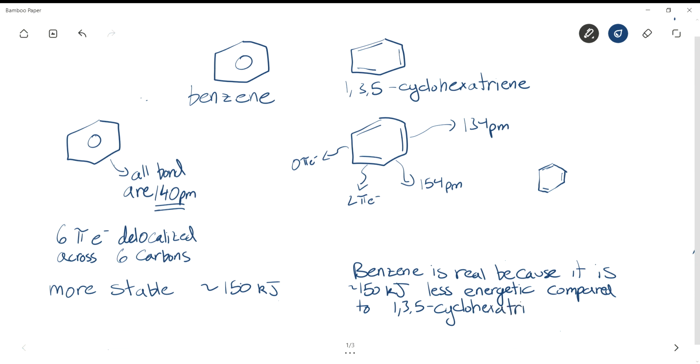What I want you to remember is that 1,3,5-cyclohexatriene is not a real molecule. You are not going to be needed to identify it. It's just something that I wanted to present to show you that aromaticity is different than having alternating double and single bonds.